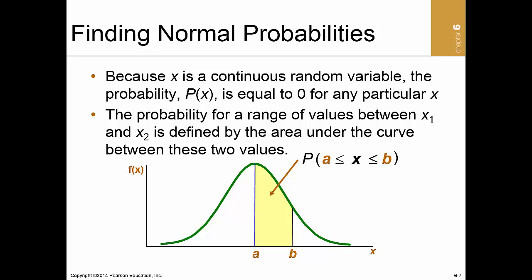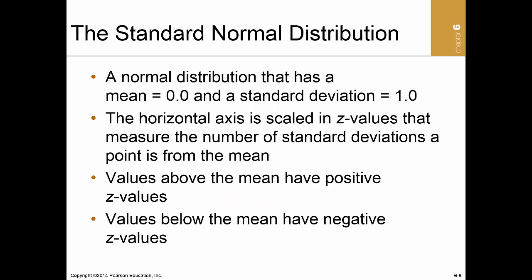A special normal distribution called the standard normal distribution is used to find areas or probabilities for all normal distributions. The trick to finding probabilities for a normal distribution is to convert the normal distribution to a standard normal distribution. The standard normal distribution has a mean equal to 0.0 and a standard deviation equal to 1.0. The horizontal axis is scaled in z-values that measure the number of standard deviations a point is from the mean. Values above the mean have positive z-values and values below the mean have negative z-values.